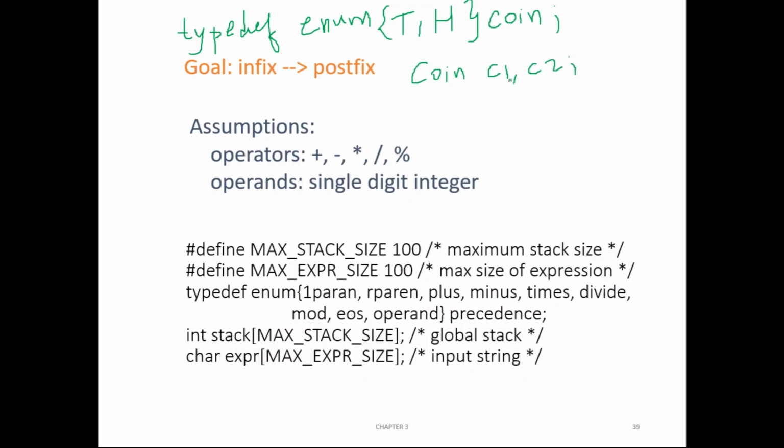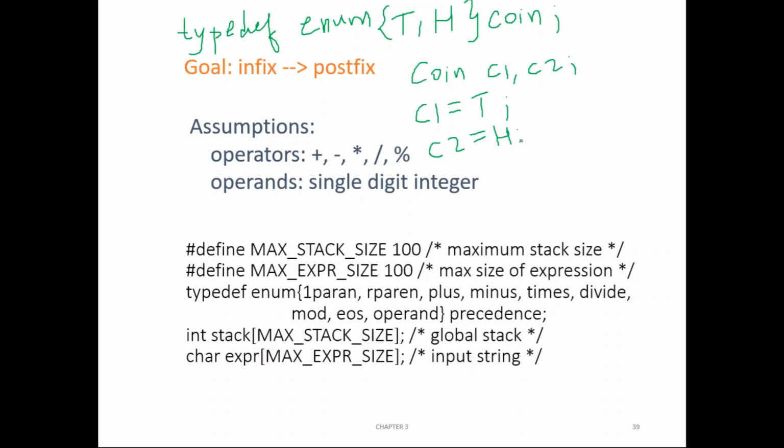What is C1? C1 is a variable of type coin. C2 is a variable of type coin. And what can C1 and C2 hold? C1 and C2 can hold either T or H. So I can assign C1 is equal to T, which means coin 1 is currently in tail position. And I can assign C2 is equal to H, which means coin 2 is currently in head position.